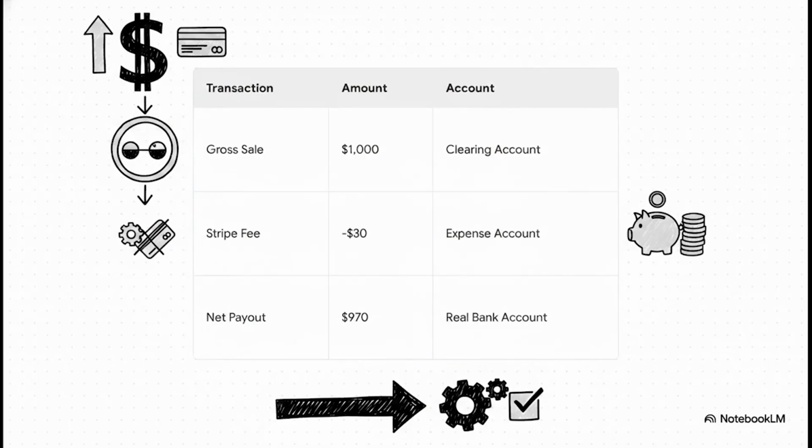Let's look at how beautifully these numbers balance out when you do it right. Your $1,000 gross sale goes straight into the clearing account. Then that $30 Stripe fee is assigned to an expense account. You'd probably name it something obvious like Stripe fees. That leaves exactly $970 sitting in the clearing account, which, surprise, surprise, perfectly matches the net payout transferred to your checking account. Your sales stay gross, your fees are tracked, and the final number is a perfect match for the bank.